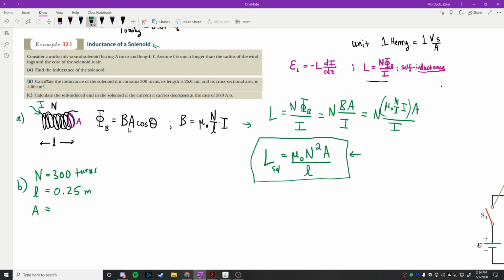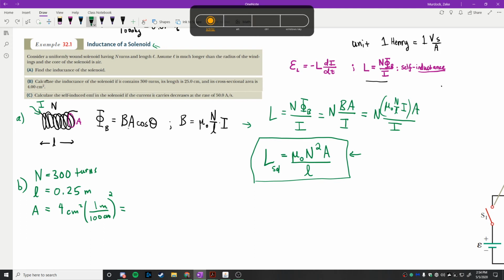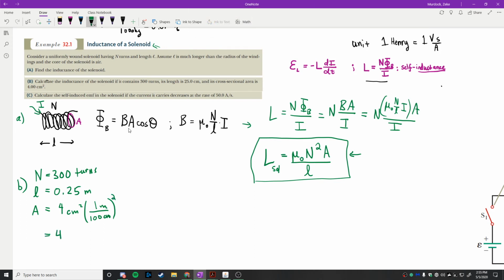I think it's, we'll do a conversion just in case. So 4 centimeters squared times, there's 100 centimeters in 1 meter. And this one only cancels out one of the centimeters, so you have to square this ratio here. So it's going to be 4 divided by 100 squared, which is 4 times 10 to the negative 4. Okay, let's write that below it, so we don't use up all the space here. So this is 4 times 10 to the negative 4 meters squared, that's the area.